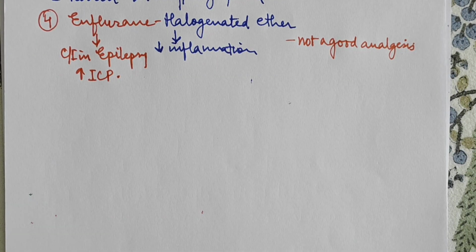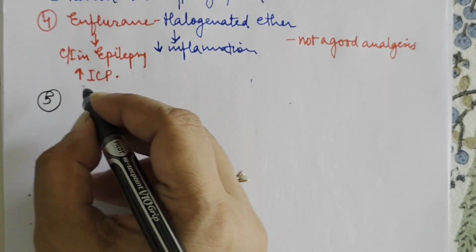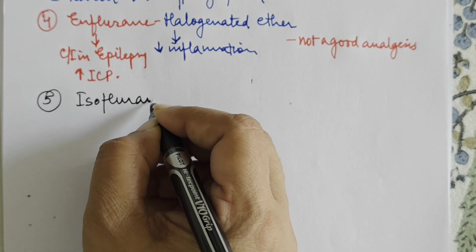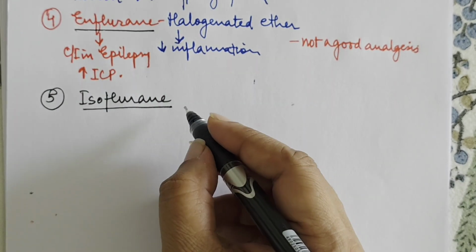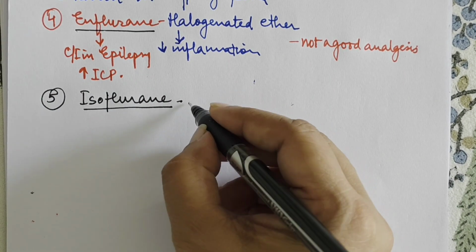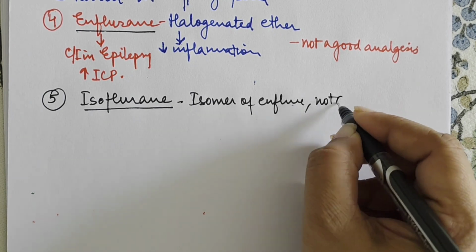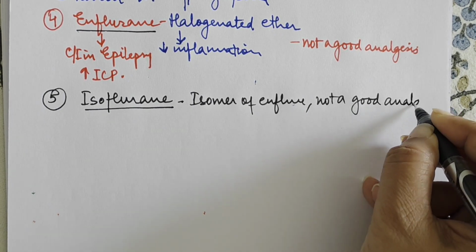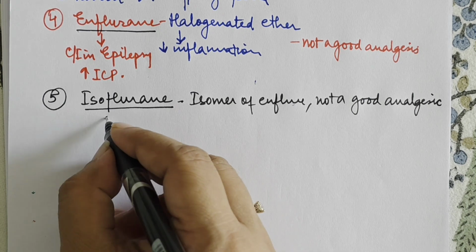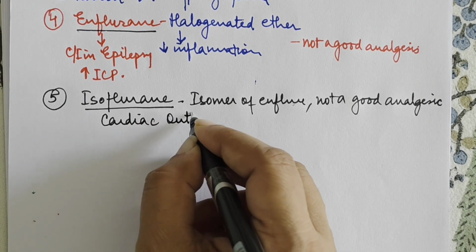Okay. The next drug that we take is isoflurane. Now isoflurane is basically an isomer of enflurane. Not a good analgesic. Then cardiac output is maintained.